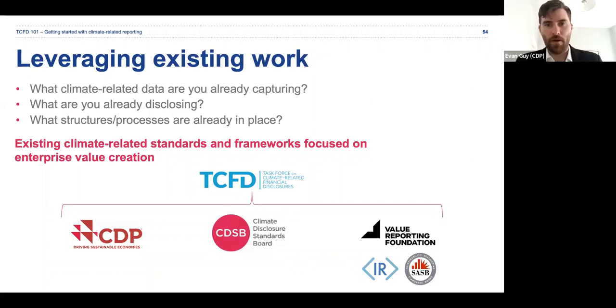And as we have seen, a lot of these frameworks that many organizations are already working with, whether it's CDP or CDSB, are feeding into the TCFD. And as I mentioned earlier, this landscape is really simplifying because the TCFD is then also feeding into the ISSB standard that's being finalized.